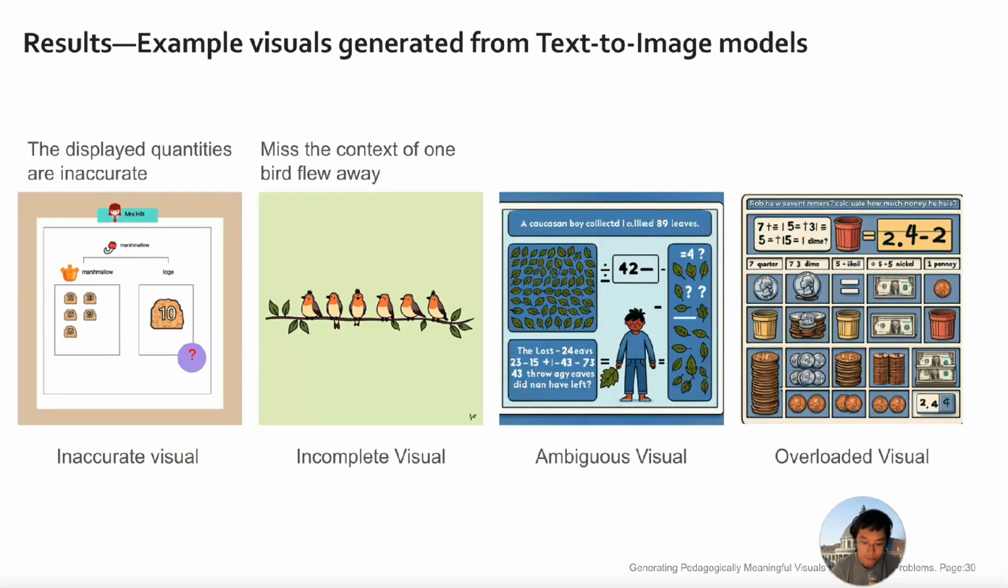Current state-of-the-art text-to-image models struggle to generate visuals from math problems. Here we present 4 example visuals generated by these models. The first one shows the wrong quantities that may confuse the student. The second one is missing important contextual cues that are actually needed to solve the problem. The third is really ambiguous. You can barely tell what it's trying to show. And the last one includes too many distracting details, which just adds to the cognitive load instead of helping.